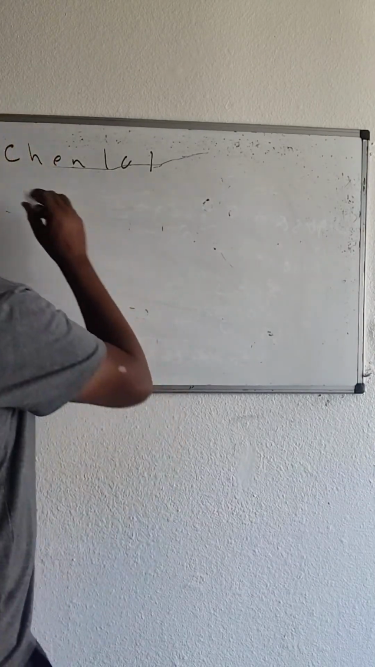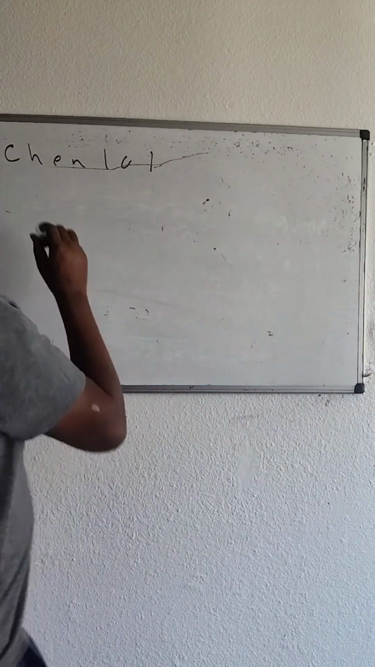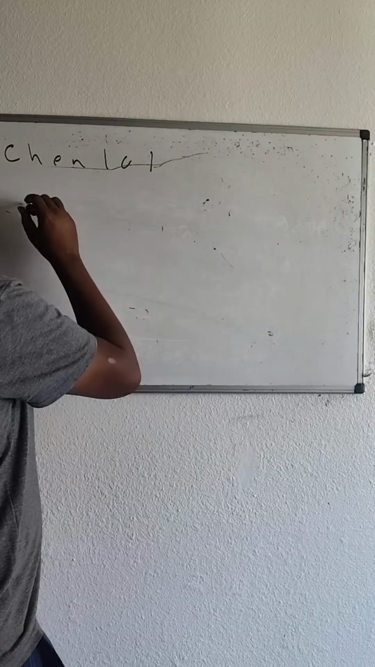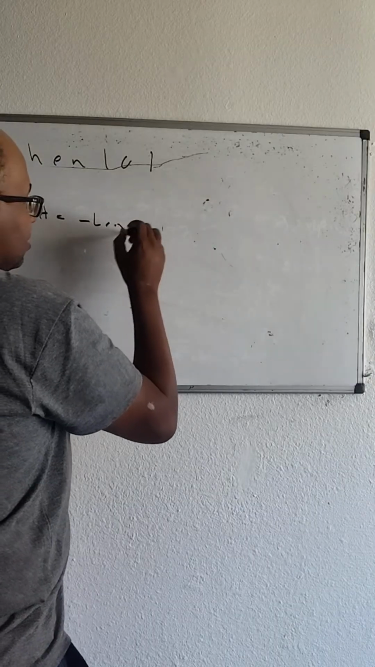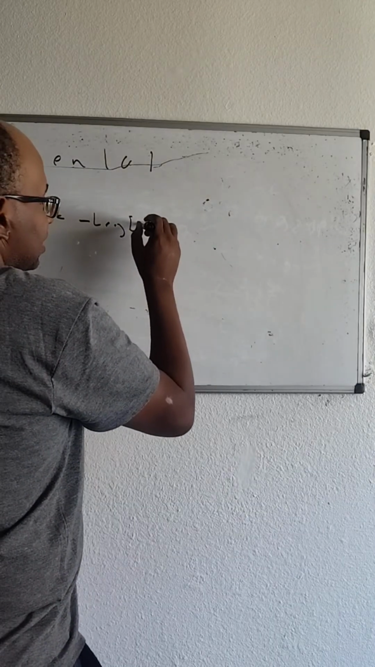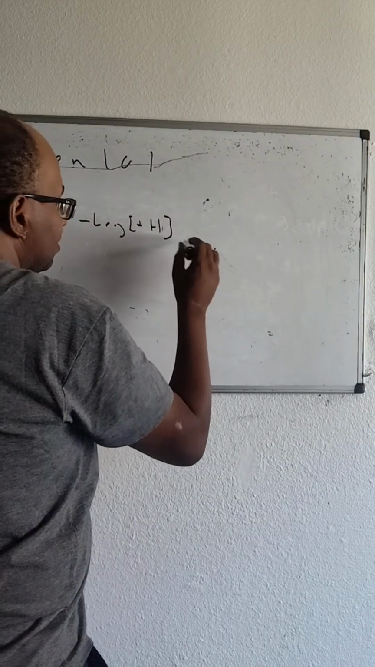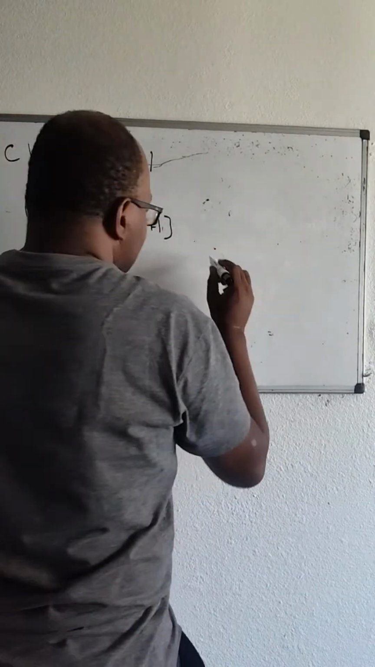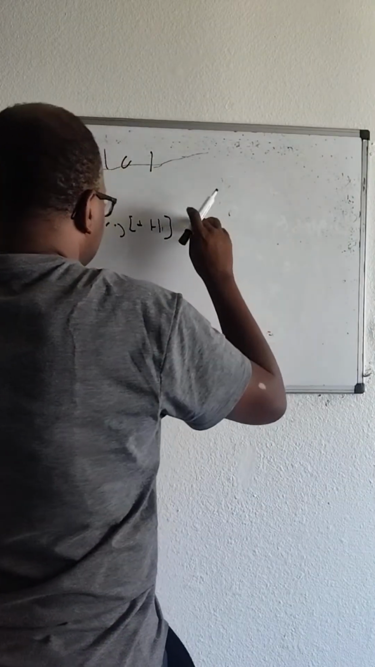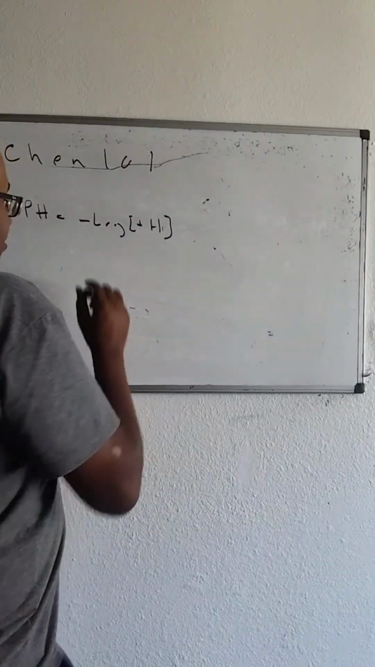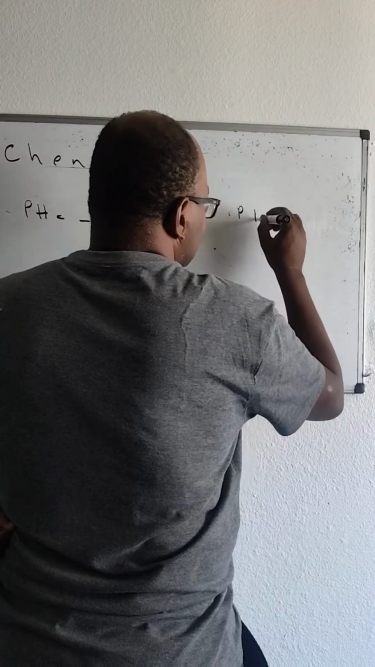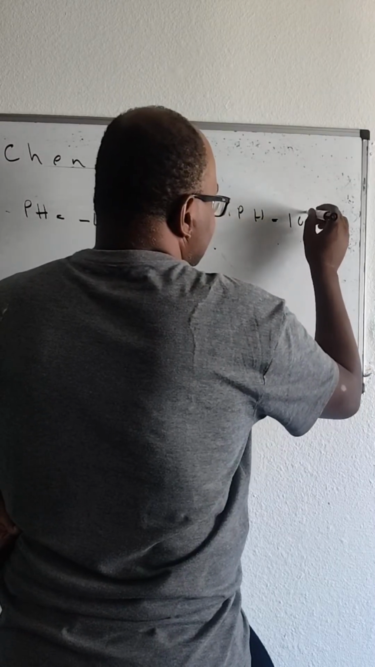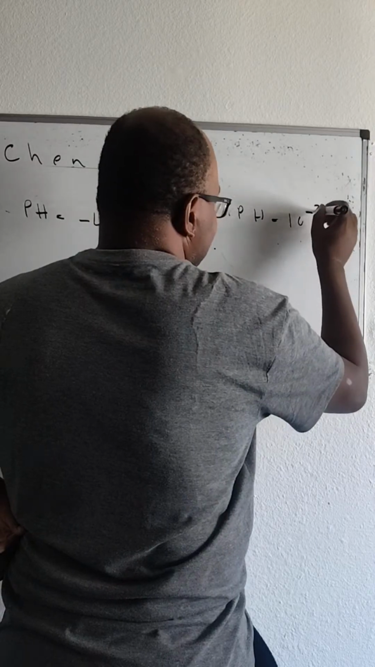So let's do an acid-base reaction. We're gonna do what we call a pH value. Okay, pH. That's gonna be negative log of H positive, right? So let's say we have a pH of 7. Actually 10 to the 7, right? Let's say 10 to the negative 7.